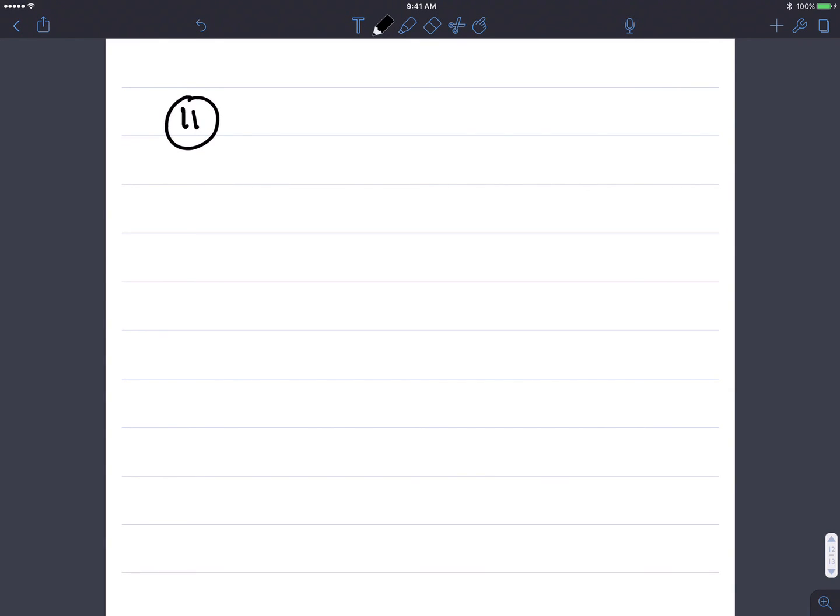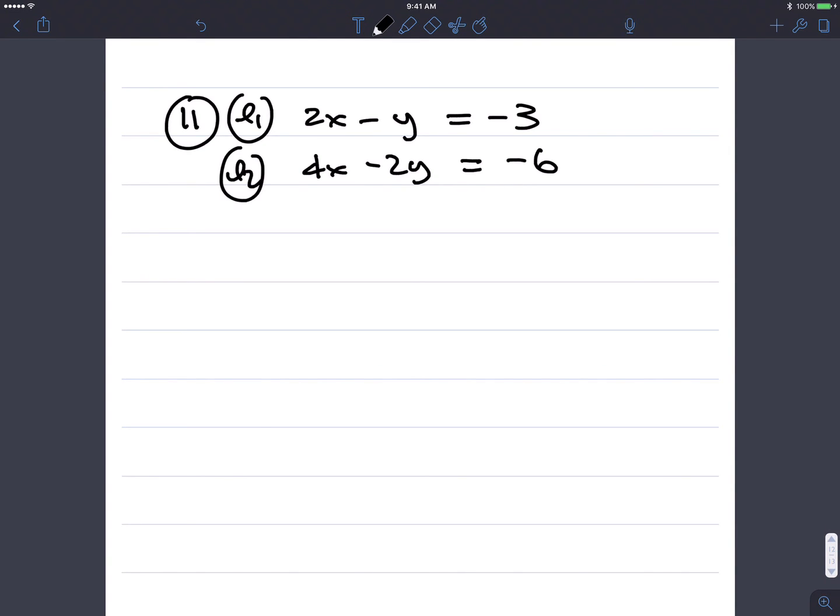Number 11. 2x minus y is negative 3. 4x minus 2y is negative 6. We've got line 1 and line 2. Let's get to work.